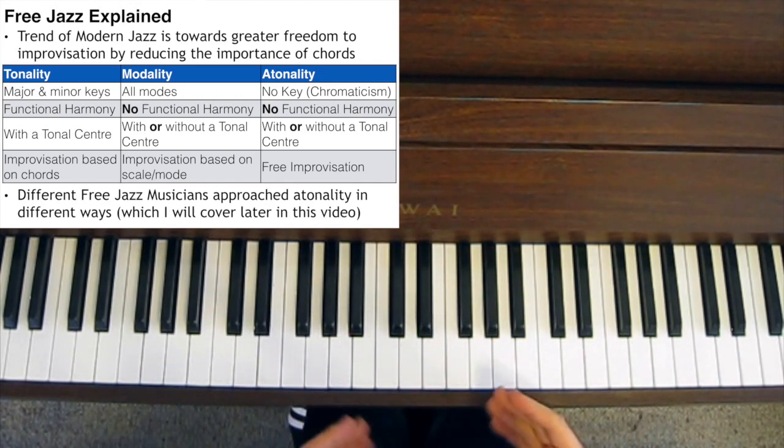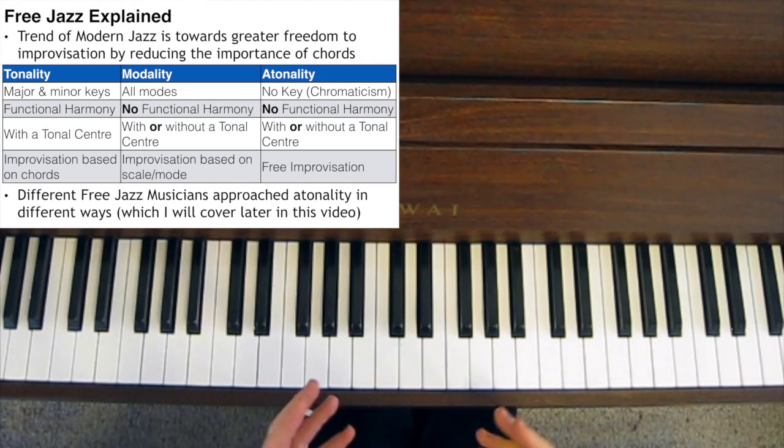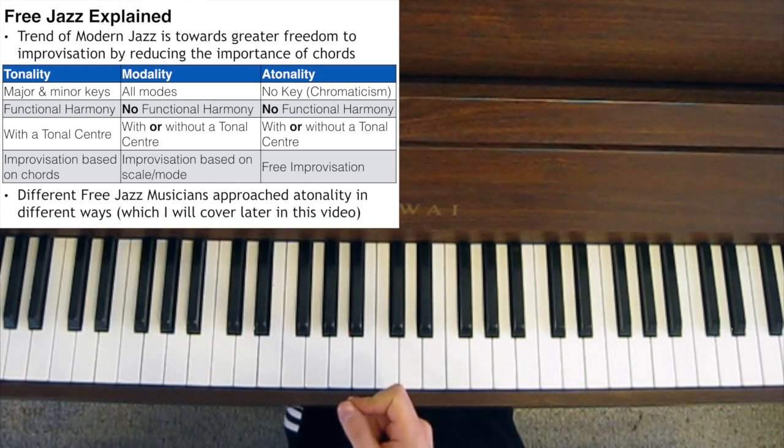All of the notes are equal, and there are no guide tones or avoid notes like in tonal music, or even character tones like in modal music. Now different free jazz musicians approach this idea in different ways, and I'll cover some of these in this video.